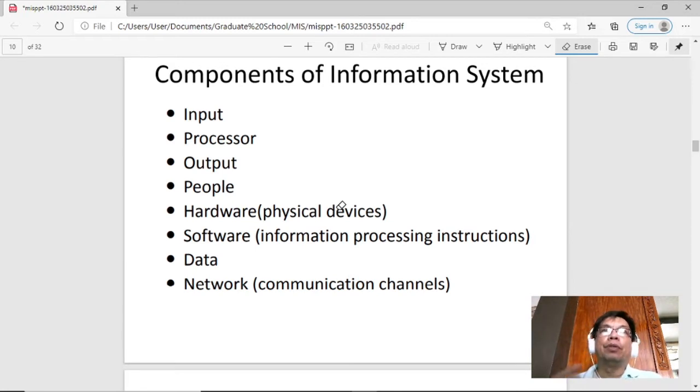In other books, only some books state five components of the information system, which are the peopleware, hardware, software, data, and process, or the procedures. But in other books, just like in this case, there are around eight components.